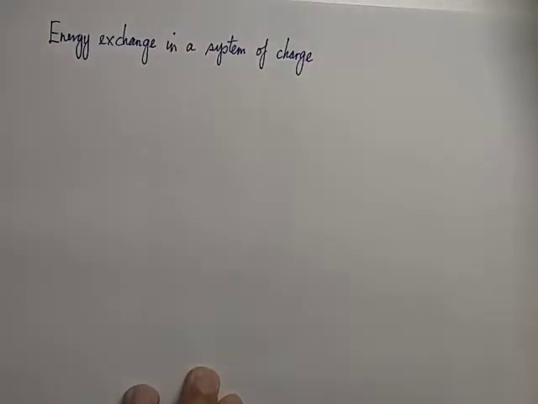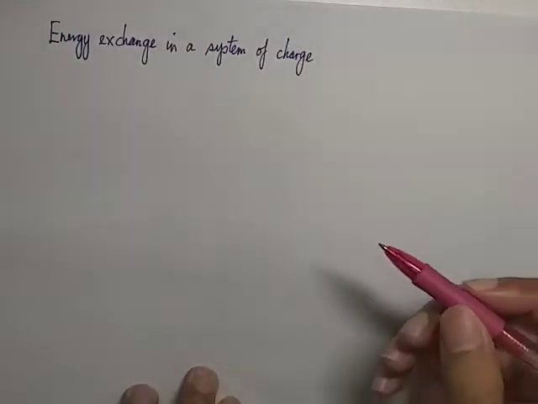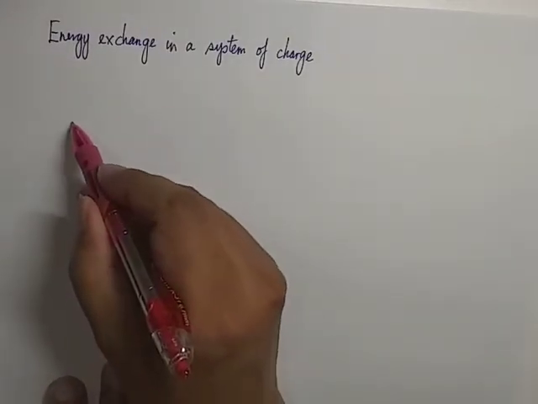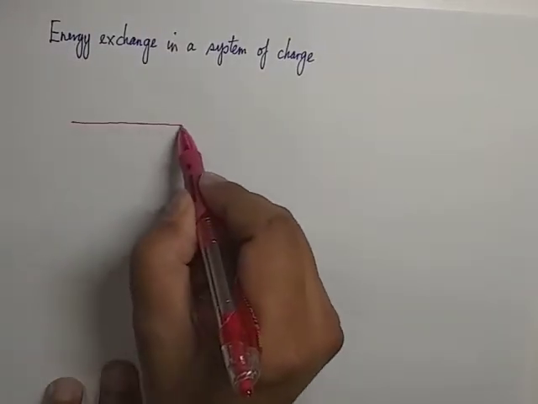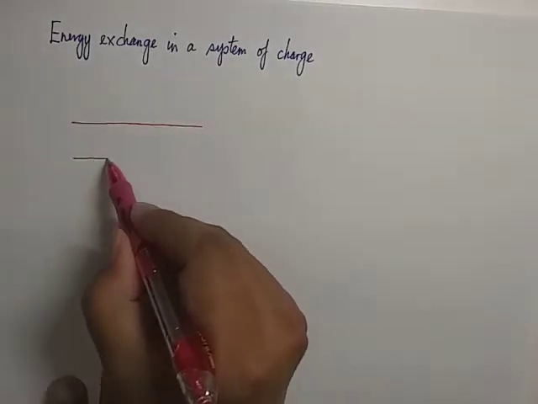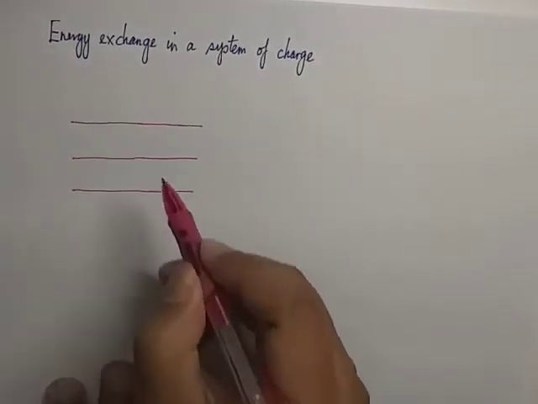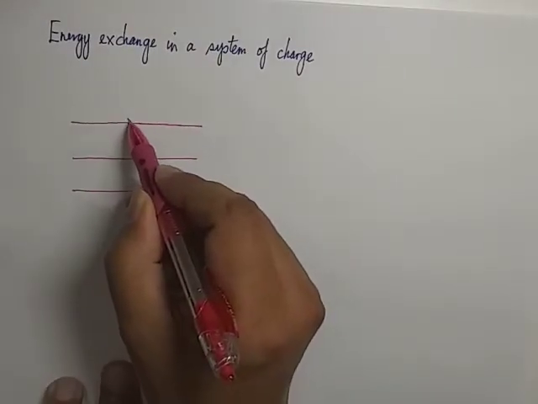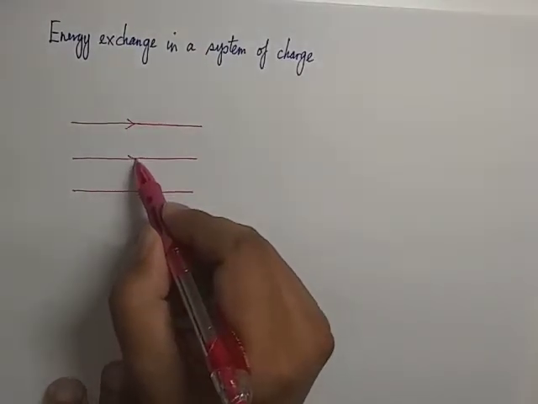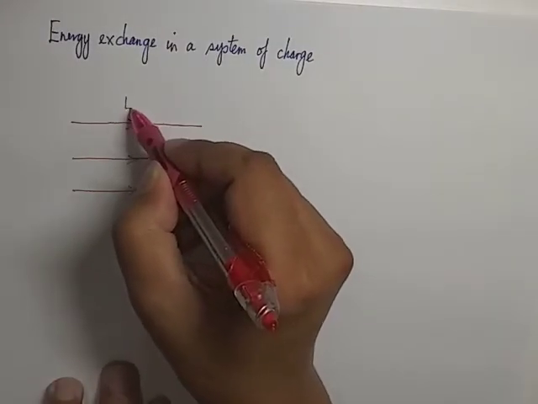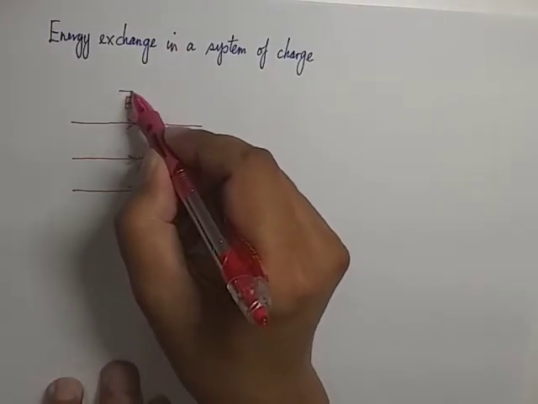Okay, let's say you have a system containing an electric field, as shown here. So the red line is our electric field. The direction of our electric field is from left to right, because we know electric field is a vector entity, so it has magnitude as well as direction.